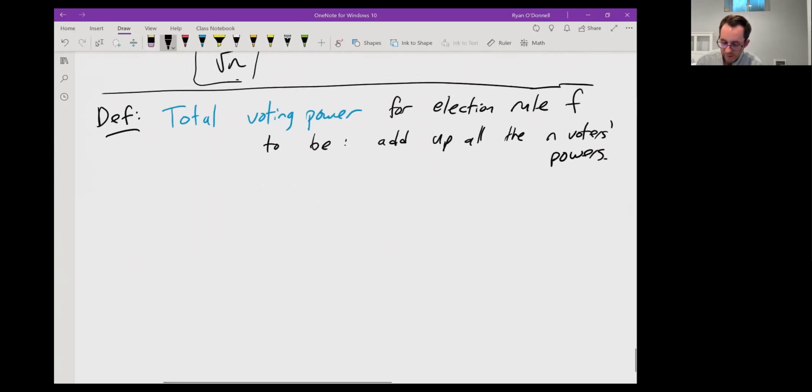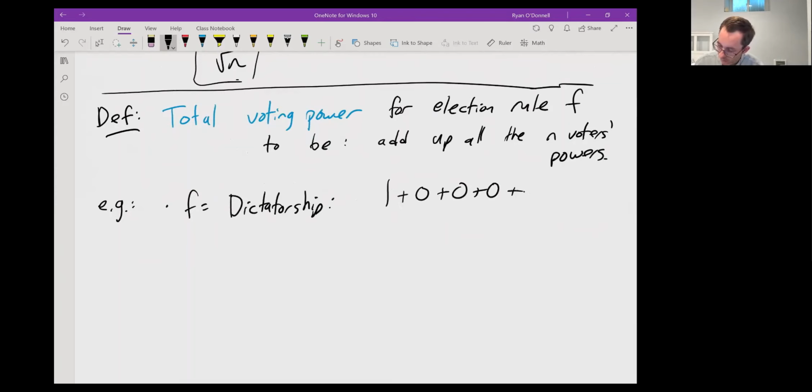Okay, that's some sort of collective measure of how much democracy is invested in the population. So for example, if F is dictatorship, we get 1 voting power for the dictator and 0 for everyone else. So the total voting power is 1.